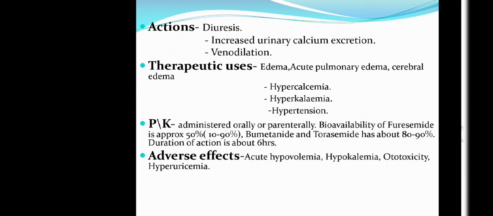Now we come to the pharmacokinetics. These are administered orally or parenterally. Bioavailability of furosemide is approximately 50%, in between 10 to 90%. Bumetanide and torsemide have about 80 to 90%, and the duration of action is about 6 hours. Adverse effects include acute hypovolemia leading to severe dehydration, hypokalemia, as these are potassium wasting drugs, toxicity related to the ear, and hyperuricemia.